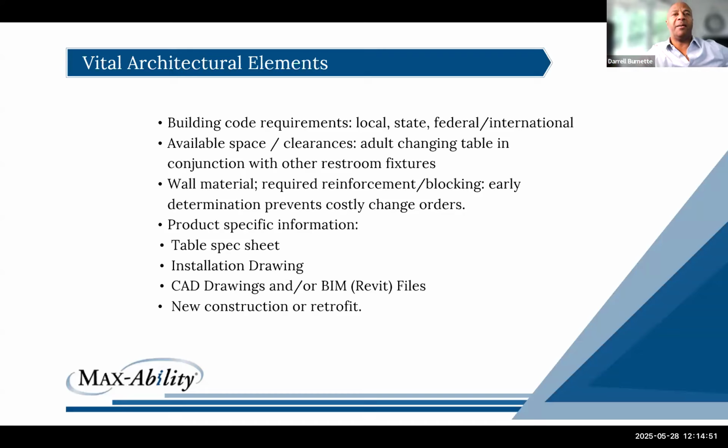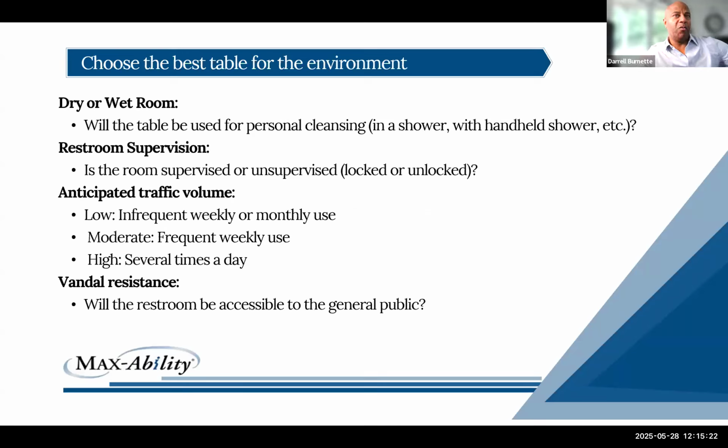I always tell folks, contractor 101: when you are asking a contractor, as long as they know about reinforcement or wall blocking, that is an indication that they know what they're talking about. It's not just a handyman type of installation, because the tables do support a weight capacity of up to 500 pounds. You need to know product specific information, installation drawings, the specs, also CAD drawings, BIM files, and is it a new construction or a retrofit? When someone calls me and says, I'm thinking about your tables, can you send me a list of all your tables? Almost impossible, but I narrow it down.